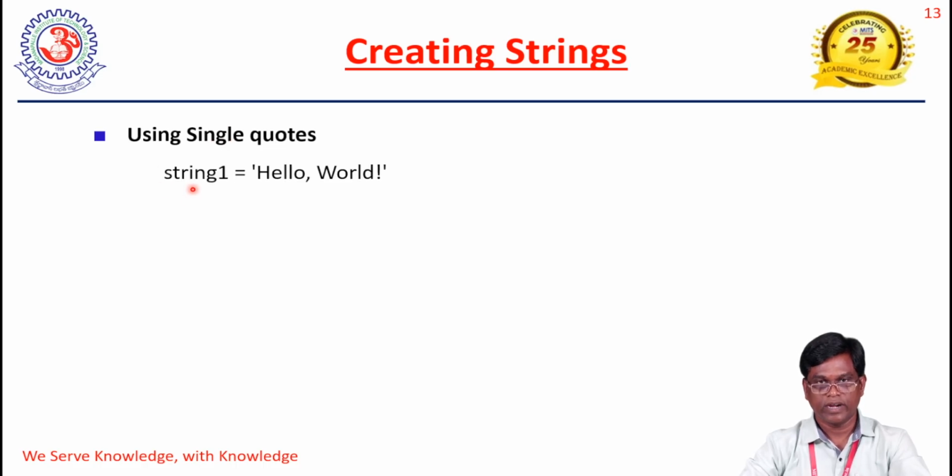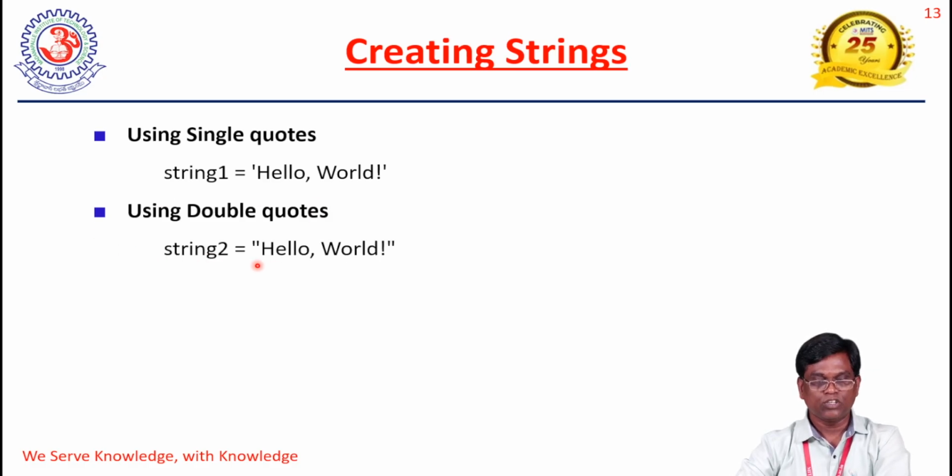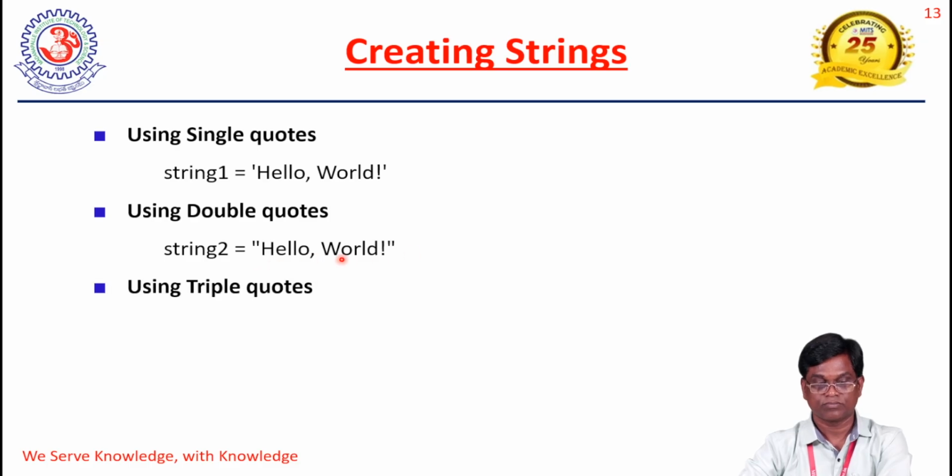String 1, we are going to give some name for the string. Let it be string 1 is equal to, within the single quotes we group whatever characters we require for our string. And the second approach is I can use double quotes for creating the string. So let us say this example, string 2 is equal to, within the double quotes I am representing the set of characters. Now we created a string using the double quotes.